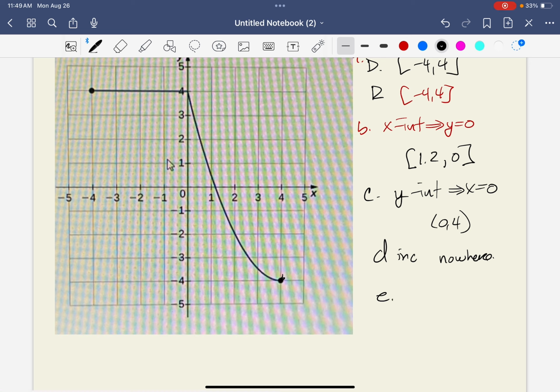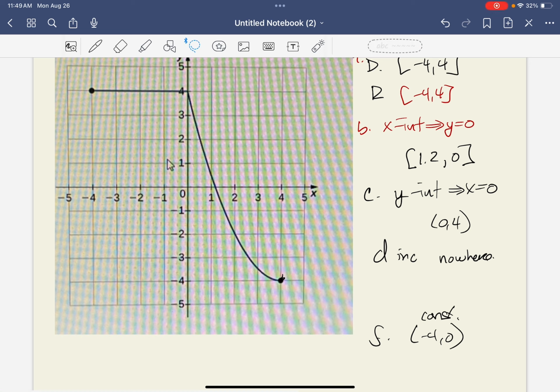E is where's this thing constant? So as you walk from left to right, does the function stay the same value? Yes, it's constant from negative 4 to 0. That's where it's constant. That should be F, actually. Excuse me, that's part F. So I'll move that down to part F.